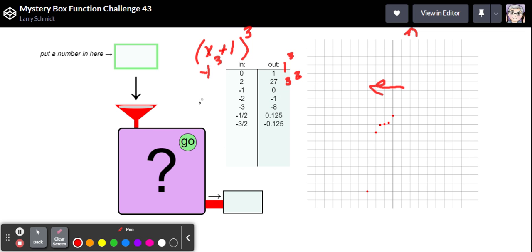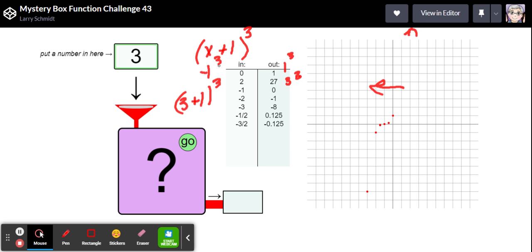What would happen if I put in a 3 here? I would get 3 plus 1, and then I'd cube it. And 3 plus 1 is 4, and 4 cubed, well, 4 squared is 16, and times 4 again would be 64. So I think that if I put in a 3 here, I'm going to get a 64. And there it is, 64. So I'm pretty confident now. Let's take a look at this. Yeah, this is x plus 1 quantity cubed.